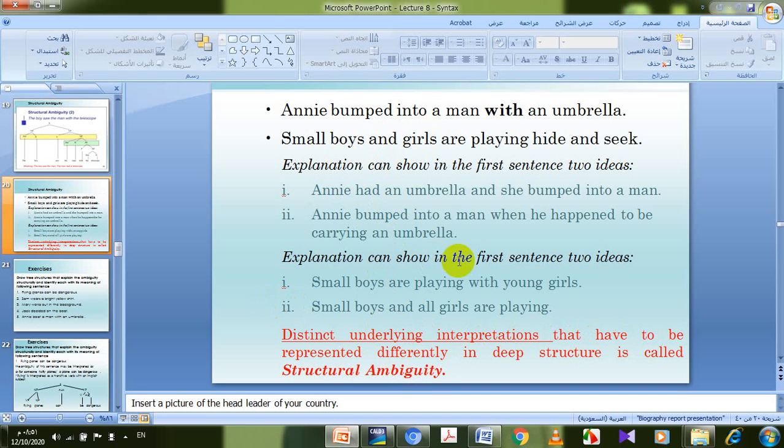So when we represent them in a tree diagram, they have to be represented differently in deep structure. This is called structural ambiguity. When we represent them differently in the deep structure, this is called structural ambiguity, because the same sentence has two different interpretations.